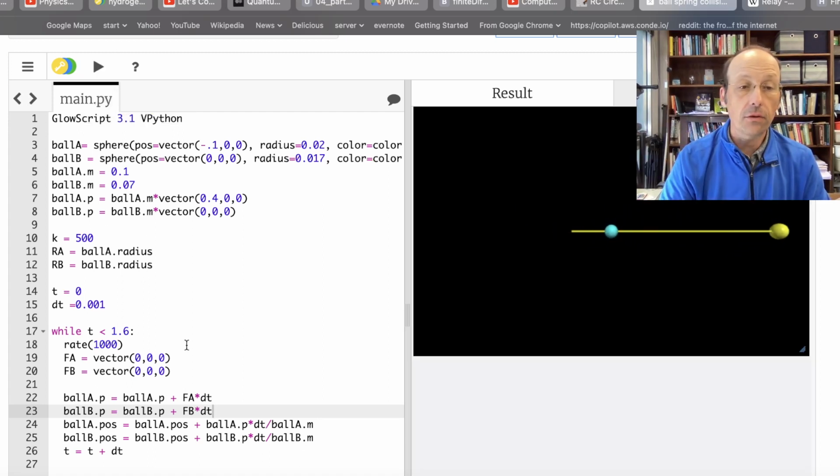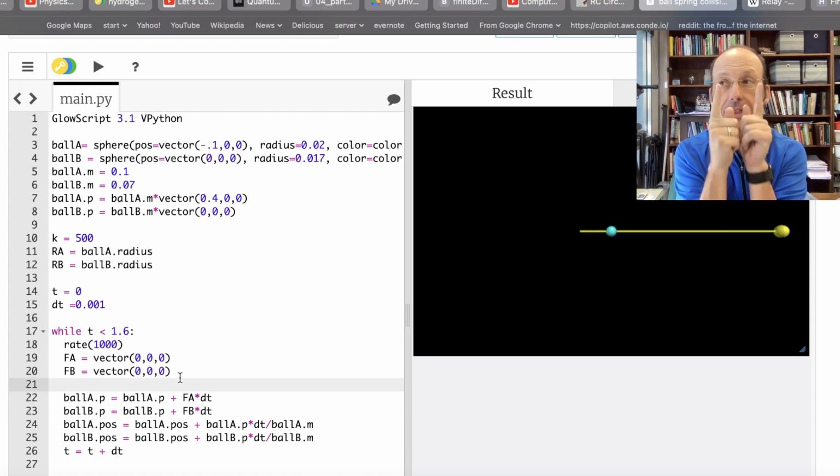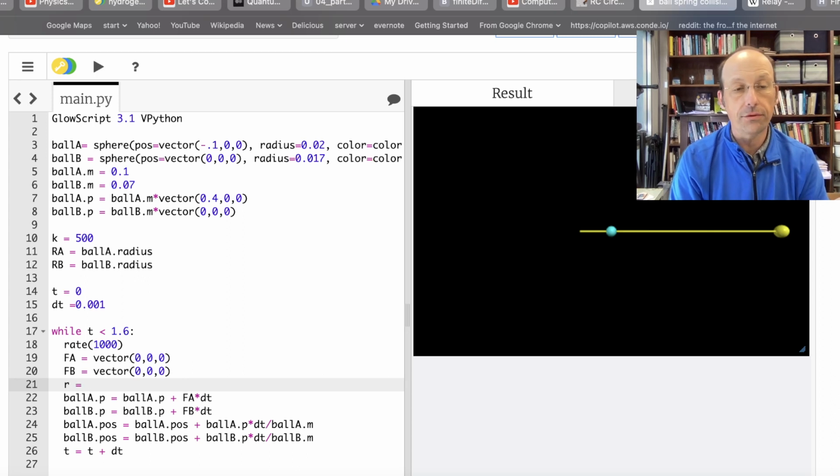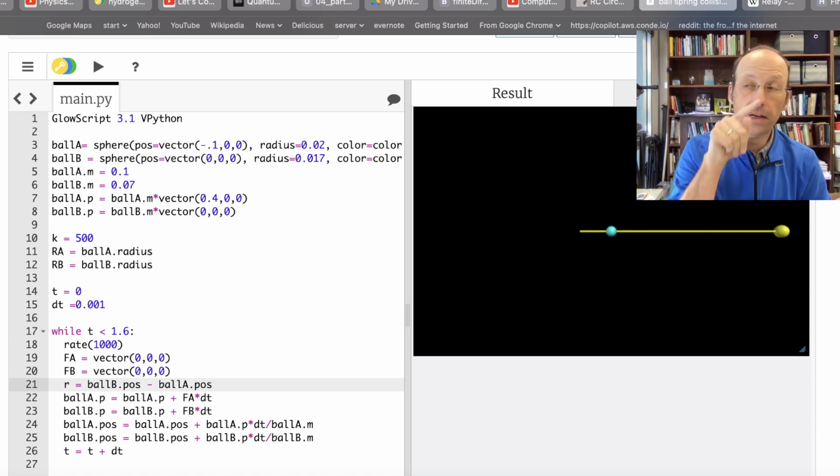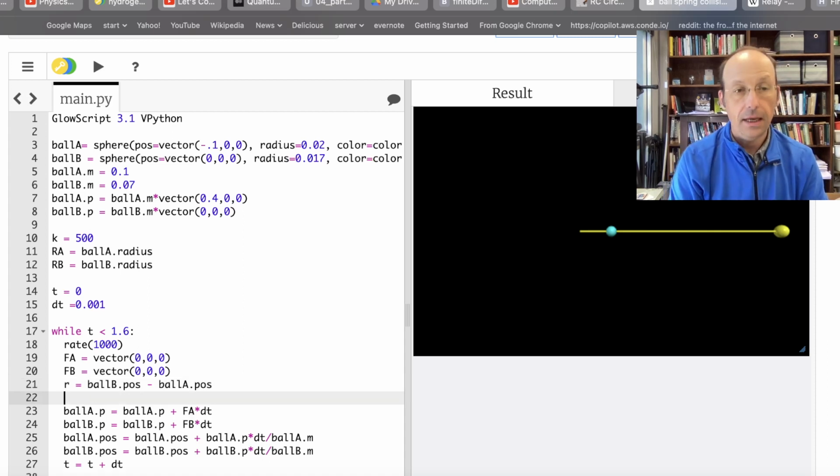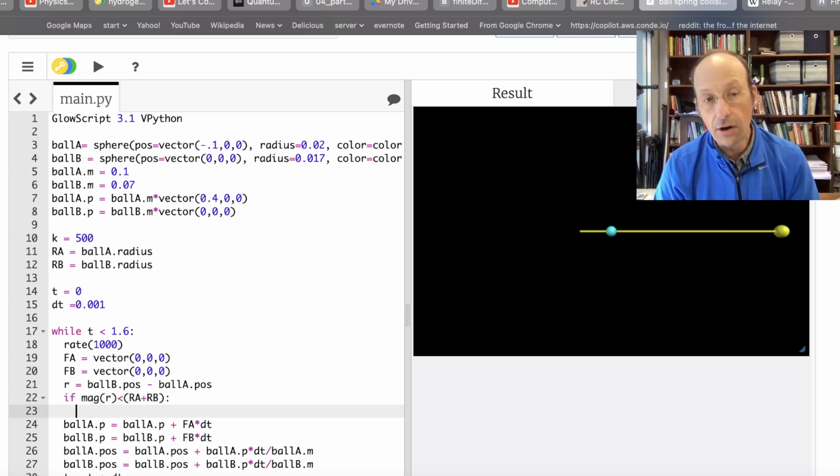Okay. So now I'm going to calculate the distance, the vector from A to B. So I'm going to say R equals ball B dot POS minus ball A dot POS. So that's that vector from A to B. Now I can say if mag R is less than RA plus RB, then I have a collision. And if I have a collision, I need to calculate the force.